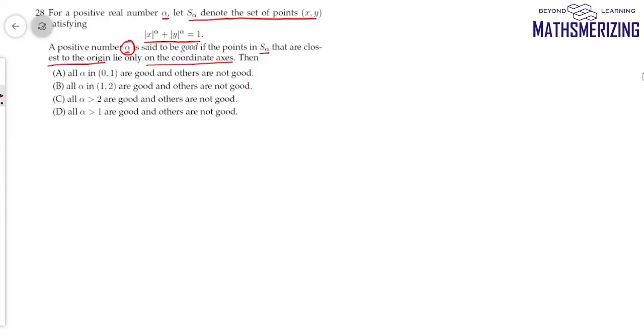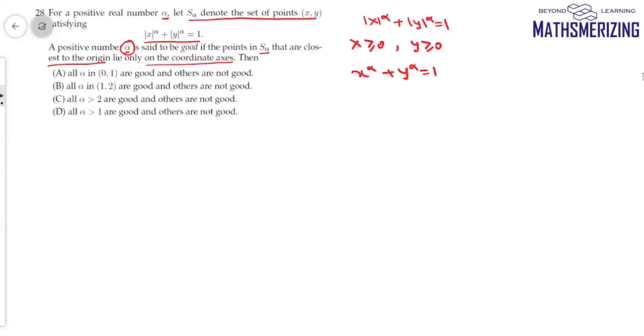Now we are given this curve which is mod of x to the power alpha plus mod of y to the power alpha equals 1. Now this curve is symmetric about the x-axis as well as about the y-axis. So what I'll do is solve the question in the first quadrant and then it'll remain the same for all of the quadrants. So I'll simply choose the condition when x is greater than or equal to 0 and y is greater than or equal to 0. So I'll write this as x to the power alpha plus y to the power alpha equals 1.